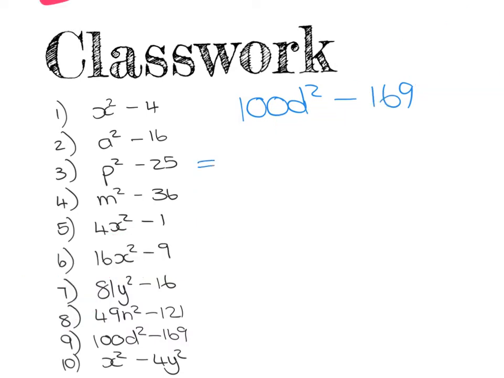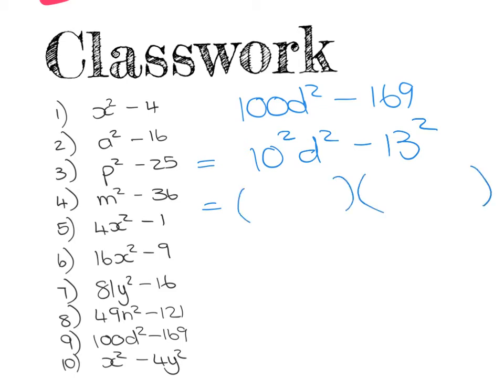Okay, 100 is 10 to the power 2, and d squared, minus 169 is 13 to the power 2. Remember to use your calculator if you're not sure. Don't make silly mistakes here. Two brackets: 10d on both sides, plus and minus, and then 13 in both brackets.